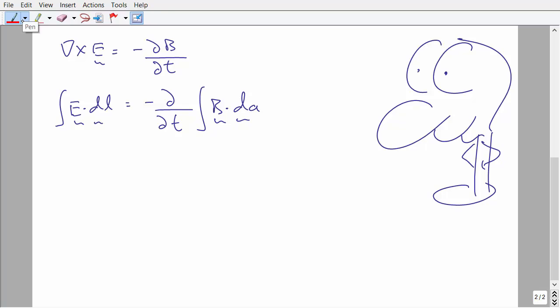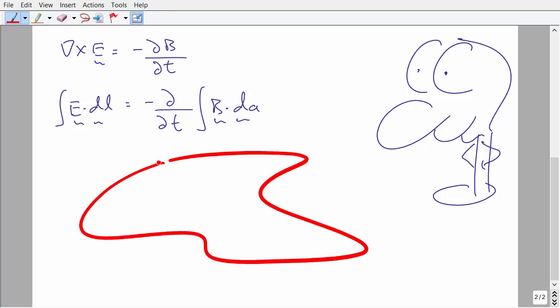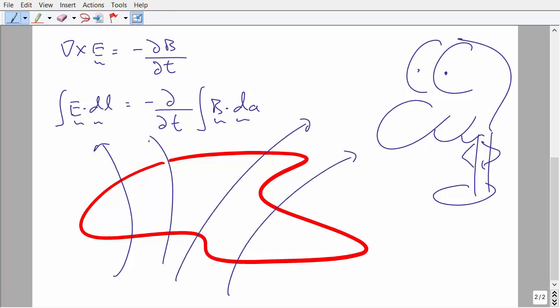If I have a loop in space, it might have a wire going around it, it might not. So there we go, there's some path in space. So let's say this has some magnetic field going through it in the following form. Alright, so it's cutting through that area. If I calculate the integral of E dot dl around this loop, that must equal minus d/dt of the integral of B dot dA going through the loop. So here is our B field going through the loop.